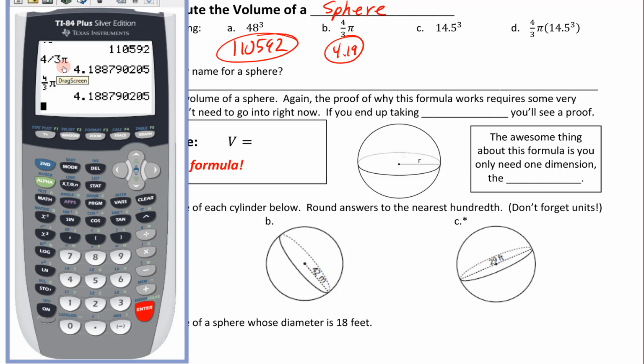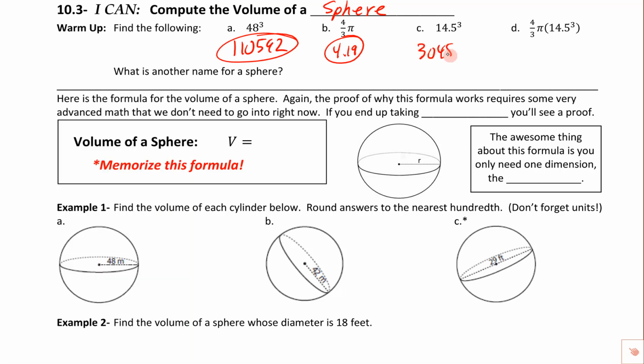Okay, let's do the next one. Let's do 14.5, and again, we're going to cube that. So we hit the caret key, we're going to put a 3 there, hop out, and hit enter. So we get 3048.625. So we're going to bump that up to a 3 right there. So 3048.63. And we're going to circle that. No units to worry about right here.